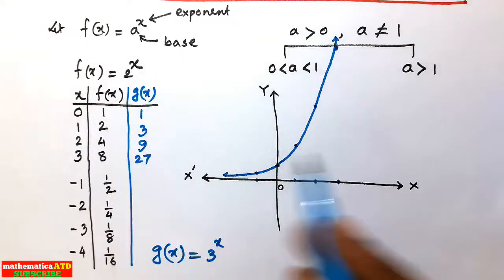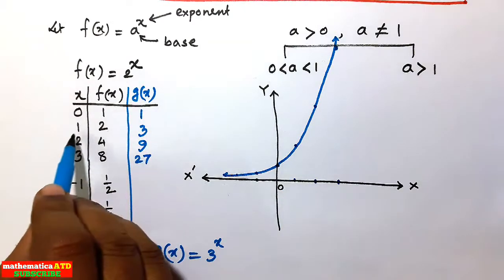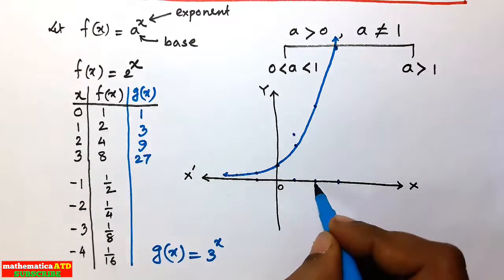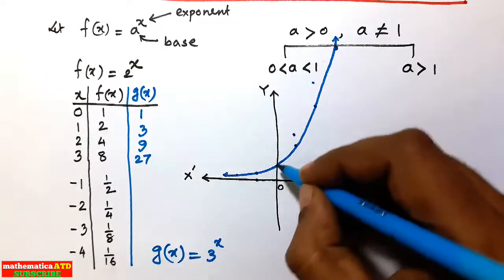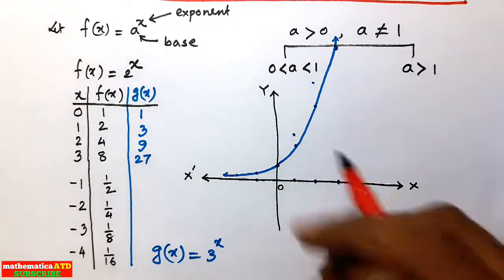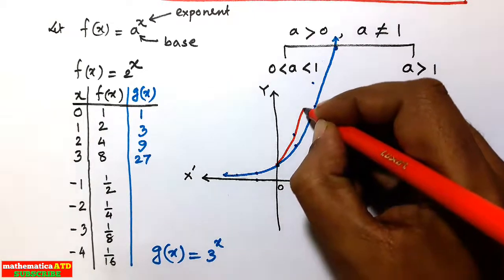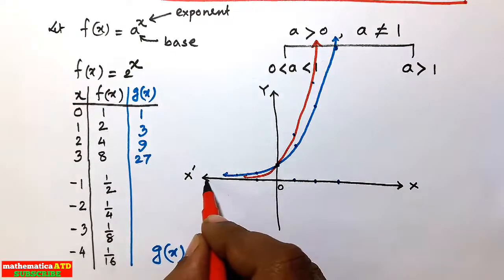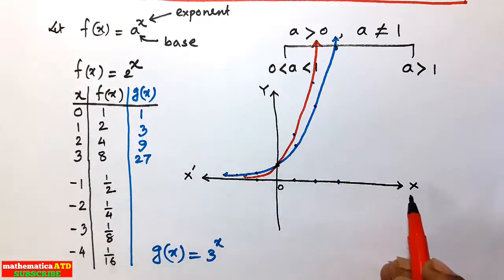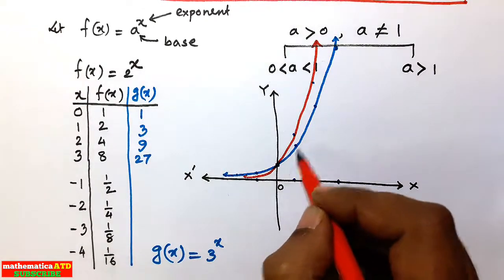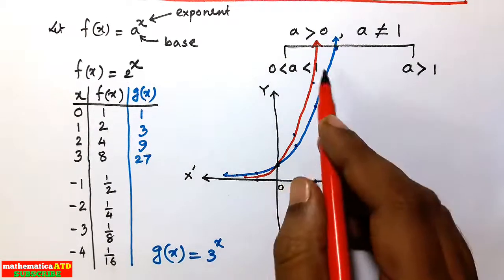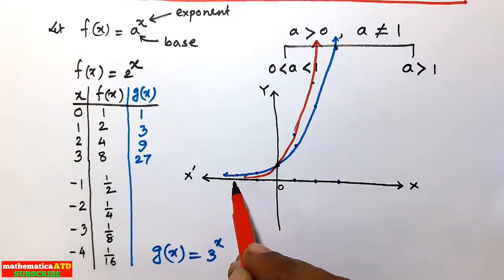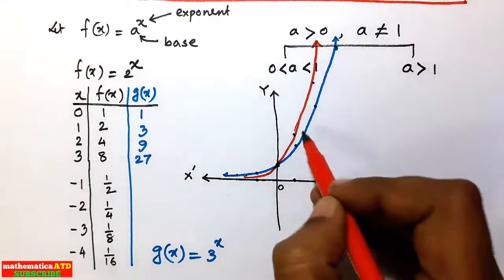So for (0, 1), this is the point, and the next point is (1, 3). Next is (2, 9). That means this curve will now increase sharply. We join these points, so it will look like this, and it will pass this way, but it will not touch the x-axis. So 3 to the power x is again exponential. For higher values of the base, now that the base is 3, the right side of the curve increases faster, and the left side of this curve also drops down faster. That is, the curve is closer to the y-axis.